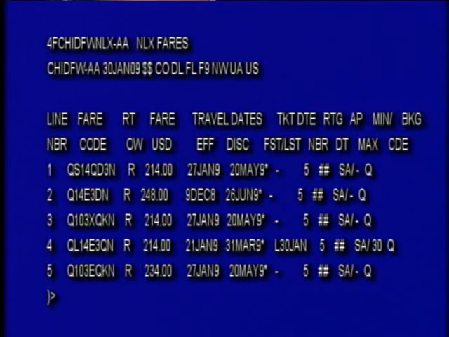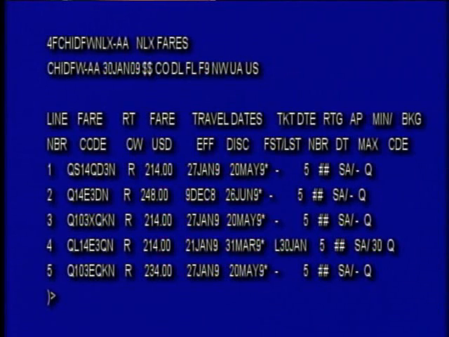Minimum, maximum stay. You'll see they all have a minimum stay of Saturday, and the one on line 4 has a maximum stay of 30 days. And it's booked in Q class. Now on the 5th one, you'll see the number sign before the fare basis. That tells us also that there's going to be a blackout in the rule regarding this fare.